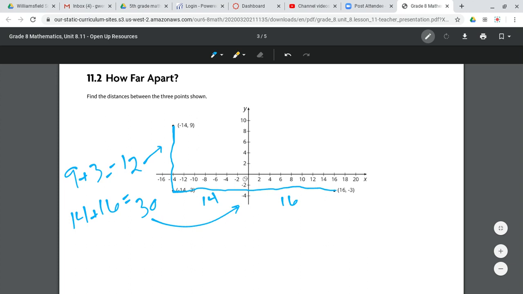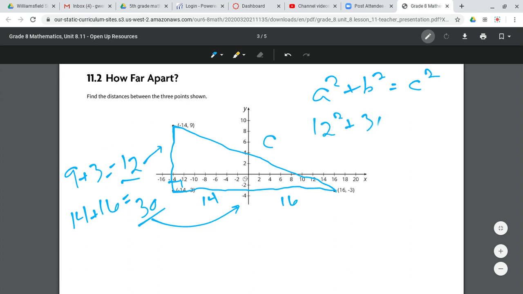Now, we have a third side to find the distance of. What we have so far, if we notice, is a right triangle. If we finish this off, drawing our line through here, we have a right triangle. And how can we find a missing side of a right triangle? Well, make this C. We've got our A value, we've got our B value. We could do the Pythagorean theorem. So A squared plus B squared equals C squared. So 12 squared plus 30 squared equals C squared.